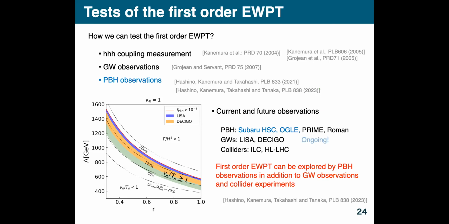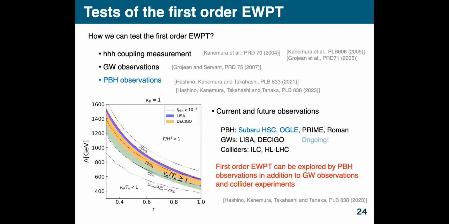And finally, I want to explain the final result. The main question of this talk is how can we test the first order electroweak phase transition? And we have confirmed that there are three options. The first one is the electroweak boson coupling measurement. The second one is gravitational wave observations, and the primordial black hole observation.